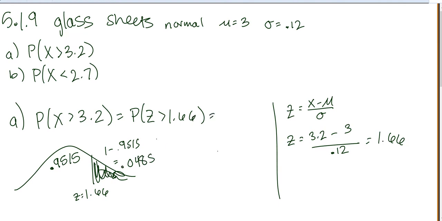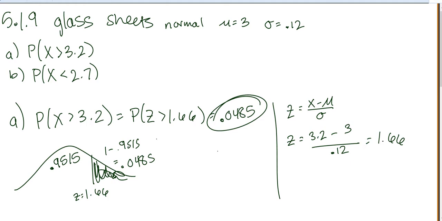The probability that X is greater than 3.2, or that Z is greater than 1.66, is 0.0485. So we have only about a 4 or 5% chance that the thickness is greater than 3.2. You'll notice my answer is slightly different from the one in the textbook because they were using the calculator and I was using the table, so we're off just a little bit because of rounding there.